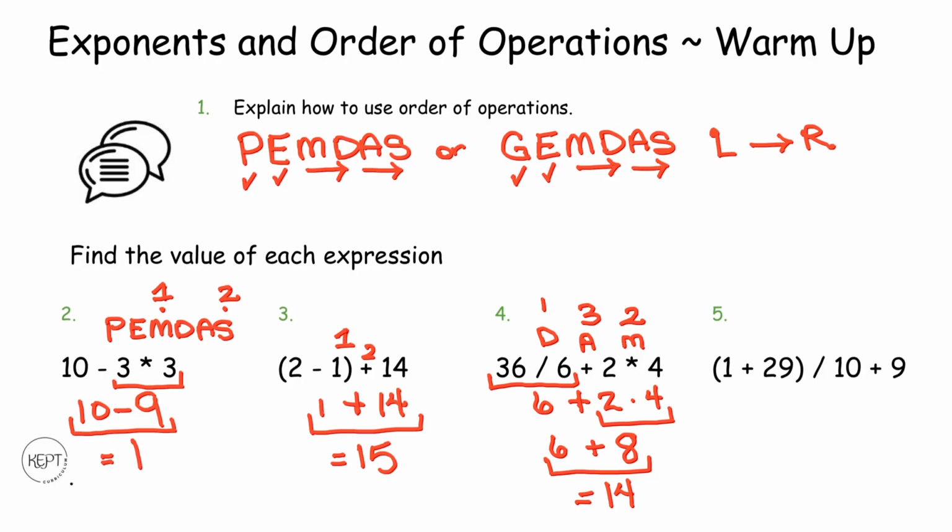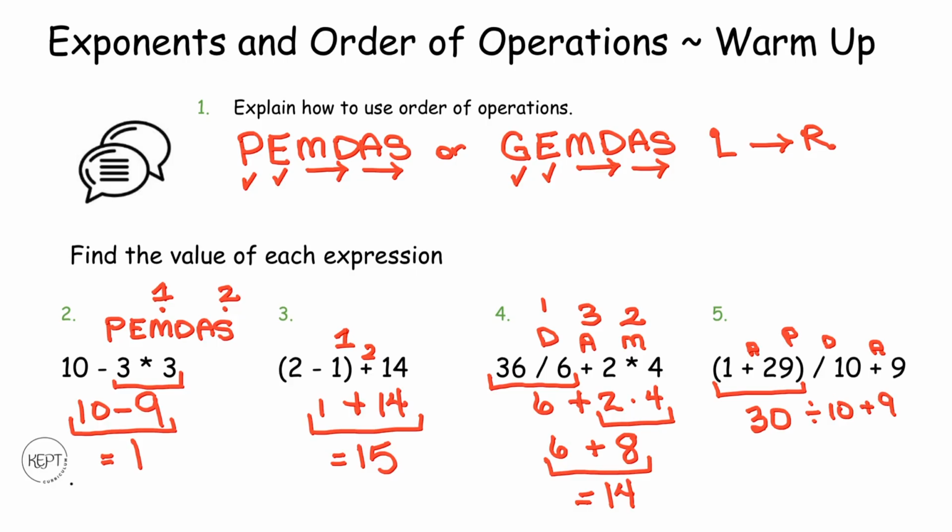Question number 5. Here in this question, we can see that we have a parentheses with an addition inside. Then we can see that we have a division and another addition. For this problem, we are going to do the parentheses first, which means taking care of that addition. So 1 plus 29 is 30. Then we remember to bring everything else down.